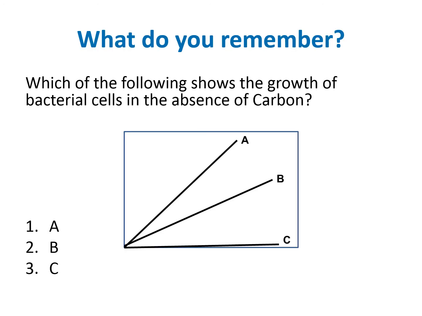How about some review questions? Here's your first one. Which of the following shows the growth of bacterial cells in the absence of carbon? Would it be A, where there's lots of growth, B, where there's some growth, it's kind of moderate growth, or C, where there's little or no growth? Right, the answer is C. Carbon is an essential element for making proteins, lipids, carbohydrates, and nucleic acids. Without carbon in the cell, you can't make any of these things, so there'd be no growth.